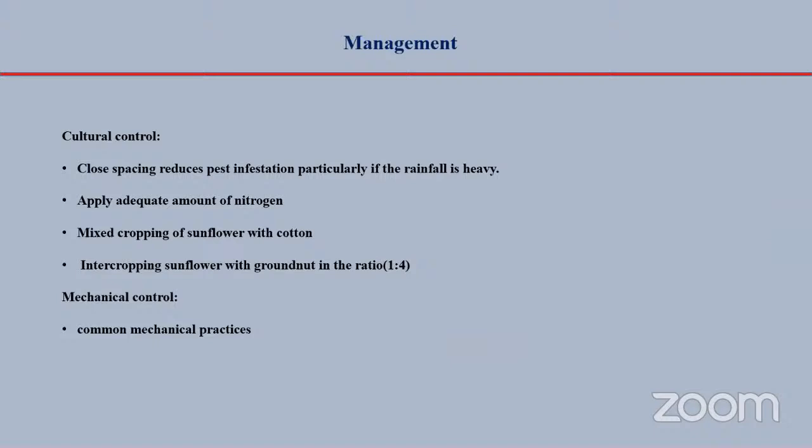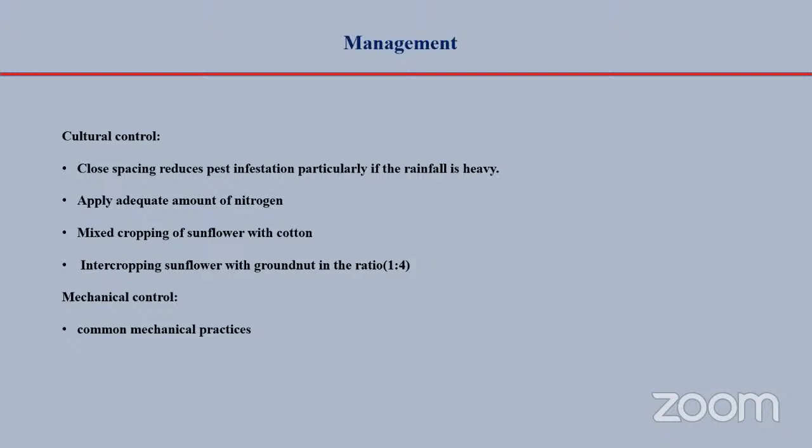So next is management. For cultural practice, you can go for closer spacing. Then you have to apply an adequate amount of nitrogen, only adequate, it should not be excess and also should not be less. And you can go for mixed cropping of sunflower with other crops.